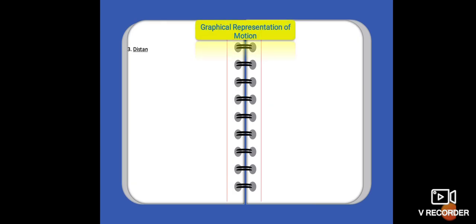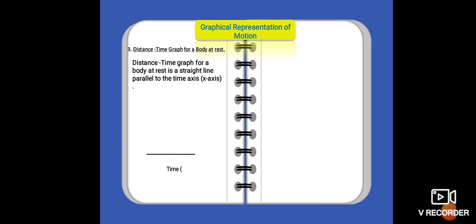Now come to the third graphical representation, that is distance time graph for a body at rest. What do you think, when a body is at rest? That means that the body does not cover any distance when time passes. यानी कि अगर कोई बॉडी रेस्ट में है तो वो अपनी पोजीशन को चेंज नहीं करती है, टाइम कितना भी पास हो जाए.